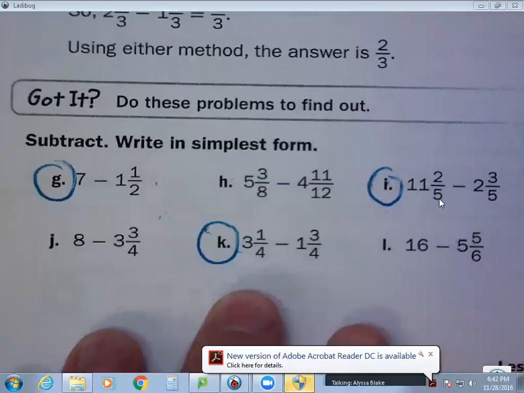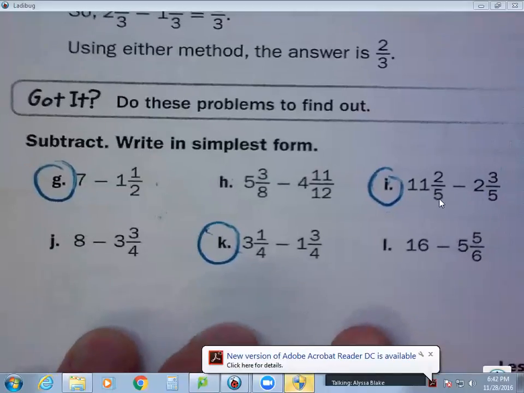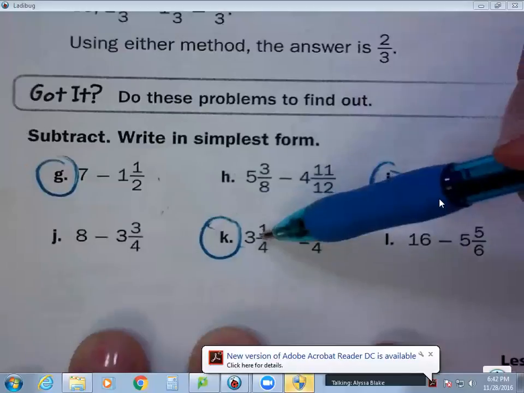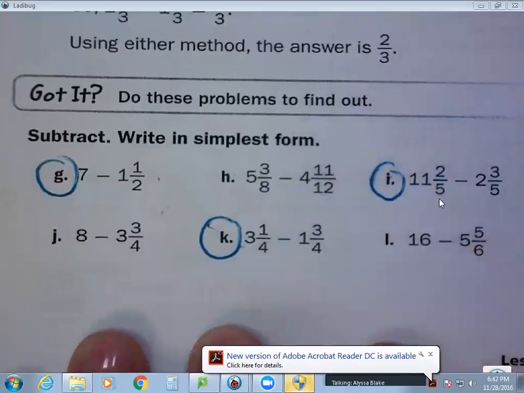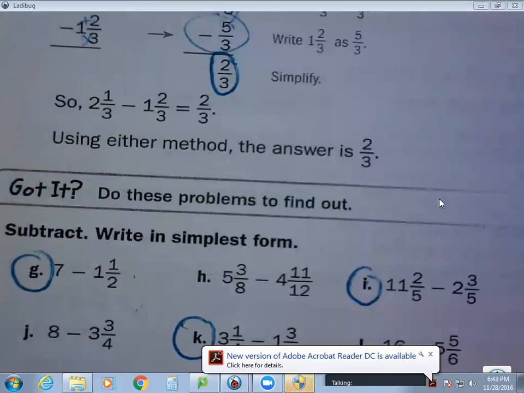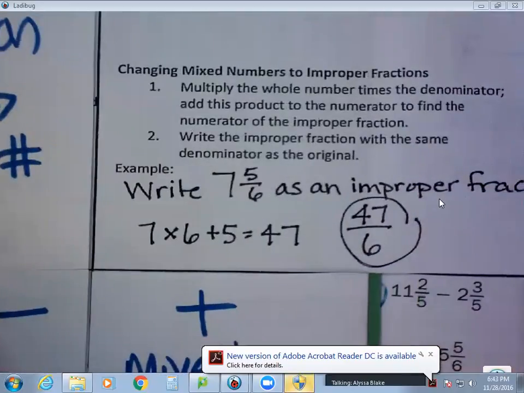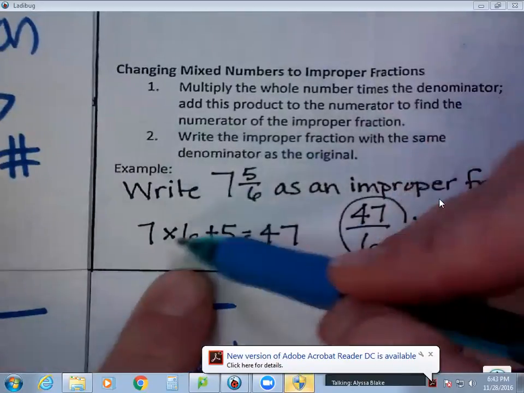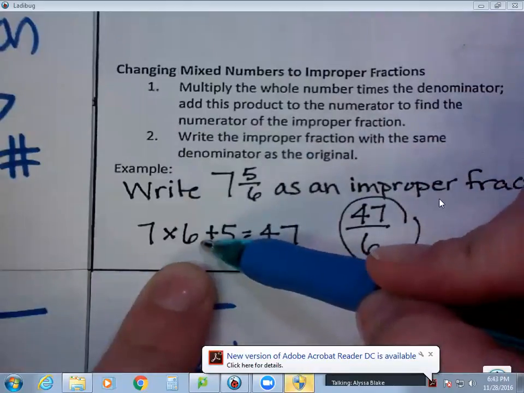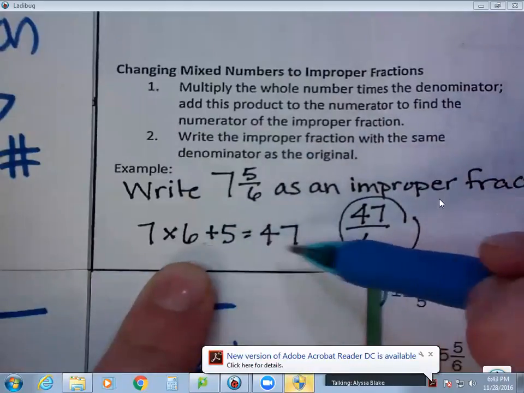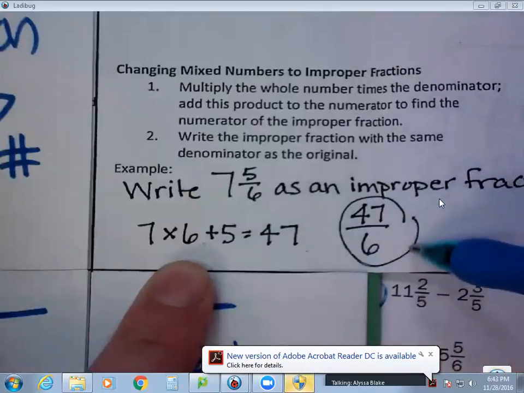If you're having trouble, take out that foldable. You can read the directions. We're going from mixed numbers to improper fractions. If I remember correctly, that's on the right side of your foldable. Let's see. Yes, it sure is. It says multiply the whole number times the denominator and then add to the numerator to find the numerator of the improper fraction and keep the same denominator.